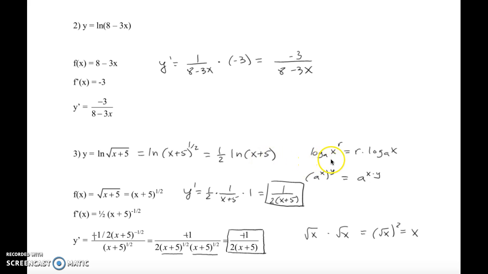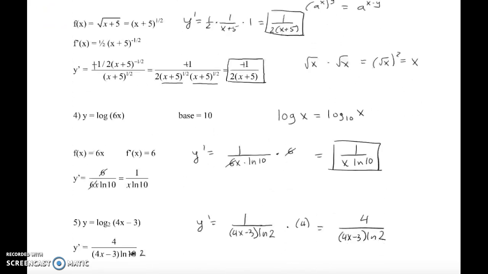And that comes from our rule for log base a of x to the r, where we can go ahead and move that r to the front. And so this allows us to do this. And so now we have f of x is equal to 1/2 ln of x plus 5. And when we take the derivative, this 1/2 is going to stay by itself. We have the ln of x plus 5, which gives 1 over x plus 5, times the derivative of x plus 5, which is 1. And we're going to multiply all that together, and we end up with 1 over 2 times x plus 5.